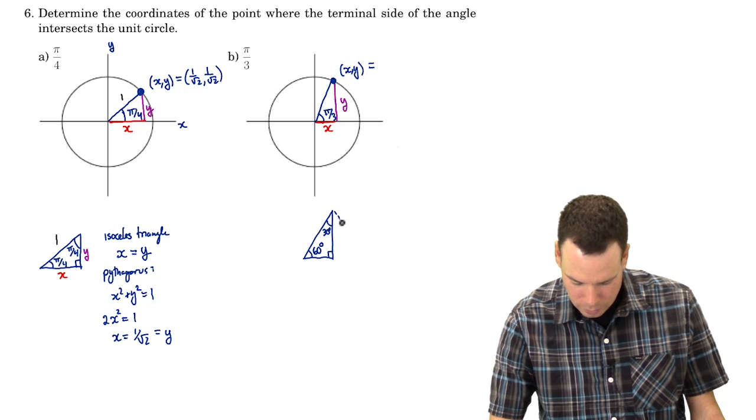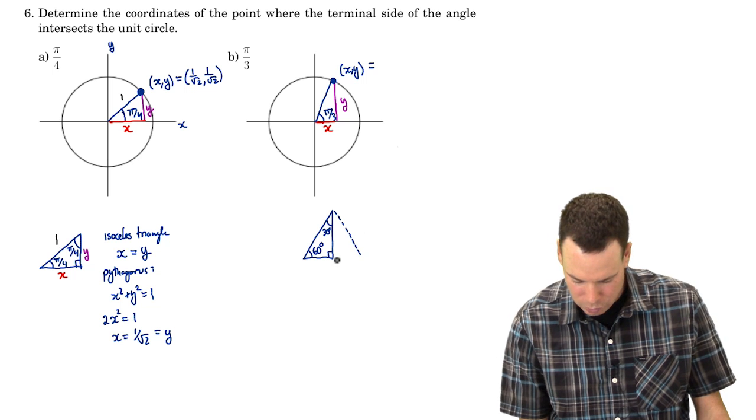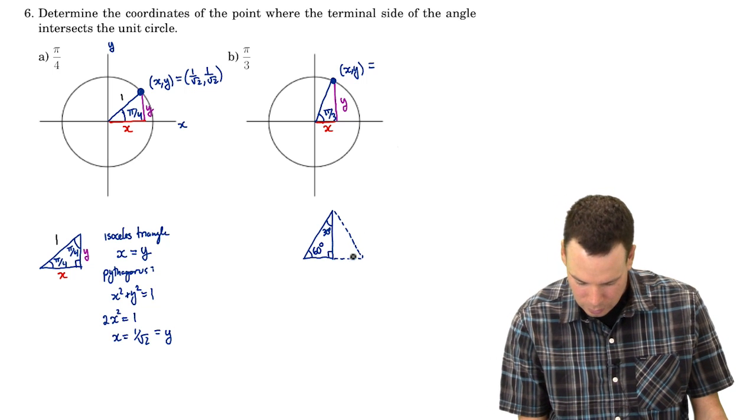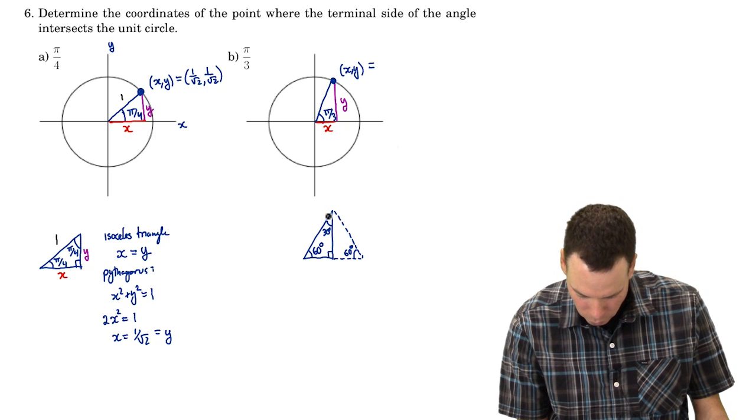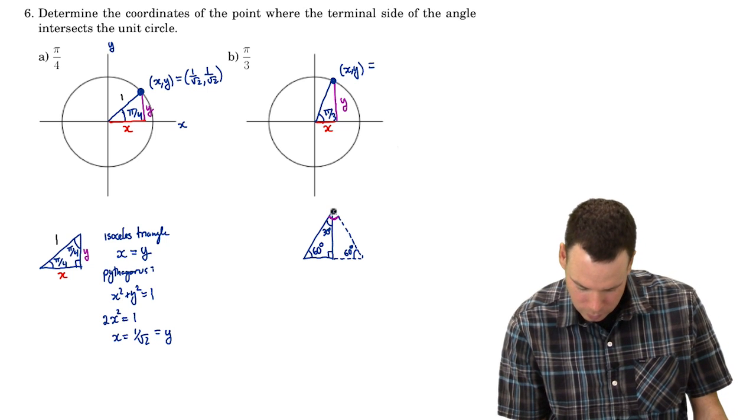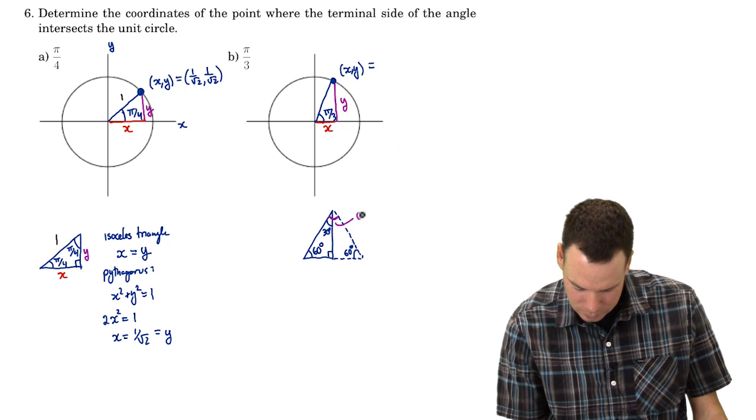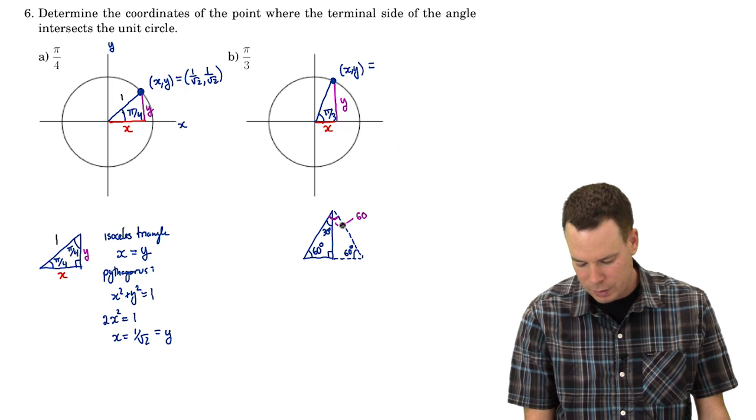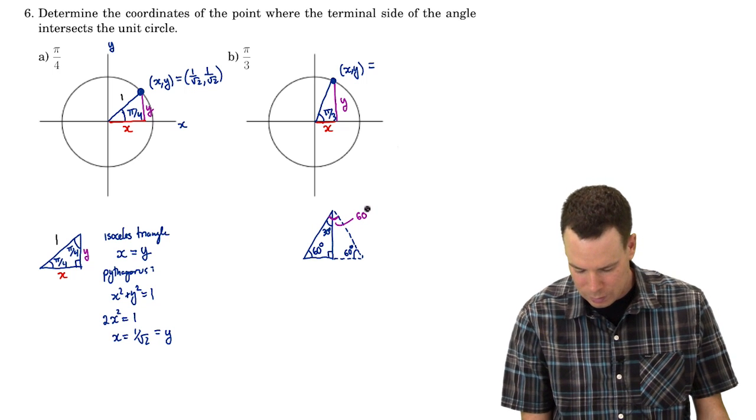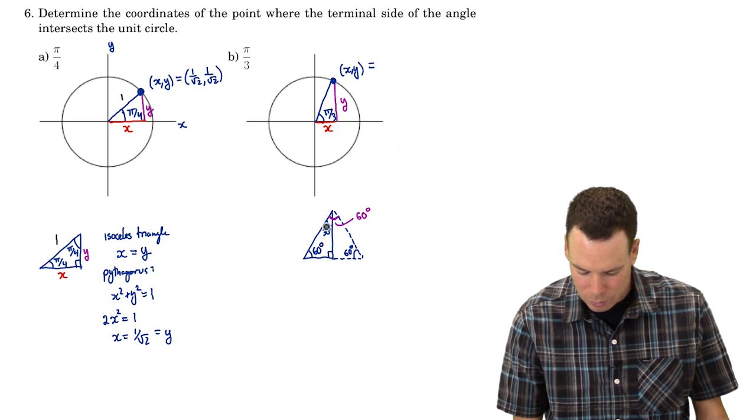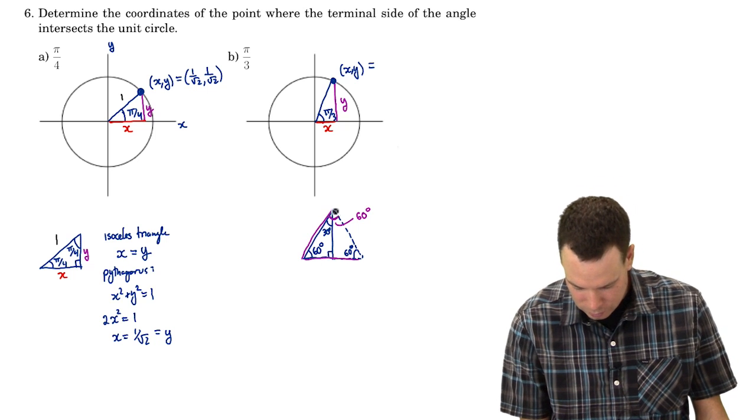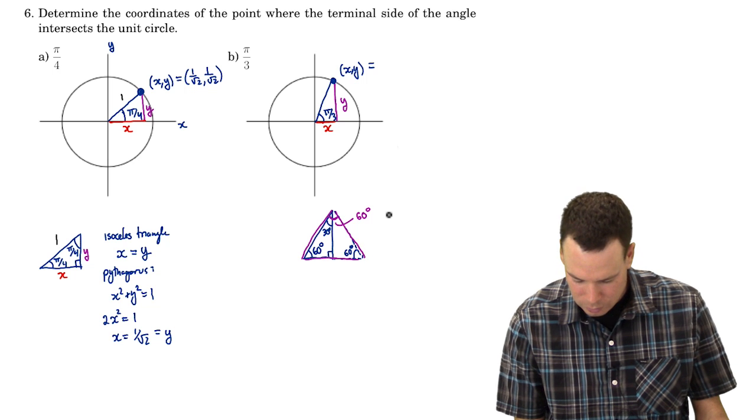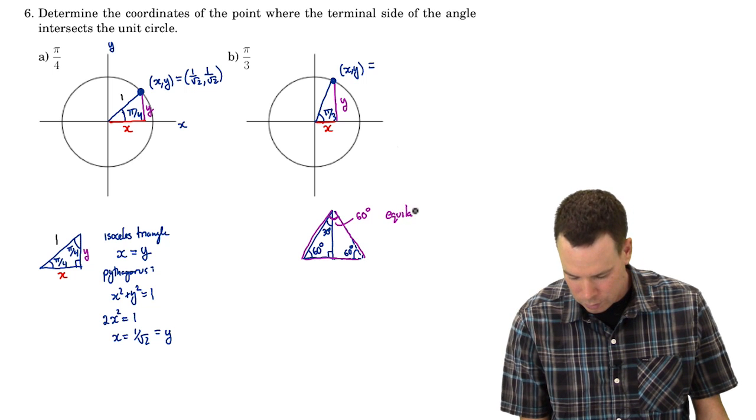What if I duplicate my triangle? Then I get this is 60. And what does this whole angle become? Well, that's also 60, because it would be 30 plus the duplicated angle, another 30, which would give me 60. So now I have an equilateral triangle, this big one here. So this is an equilateral triangle.